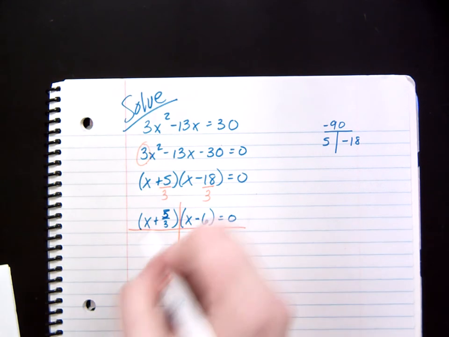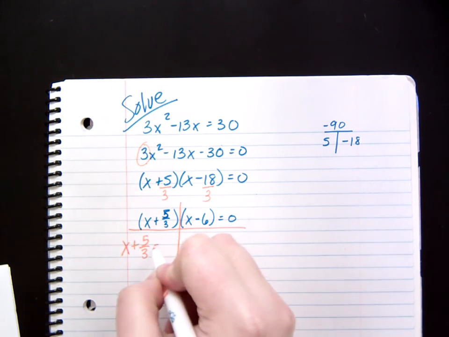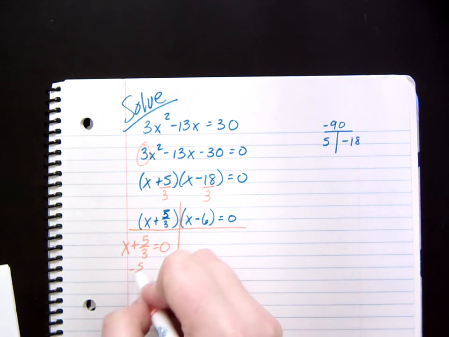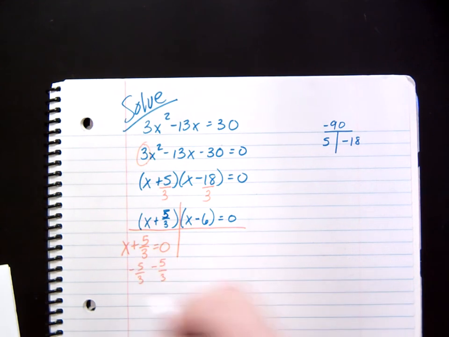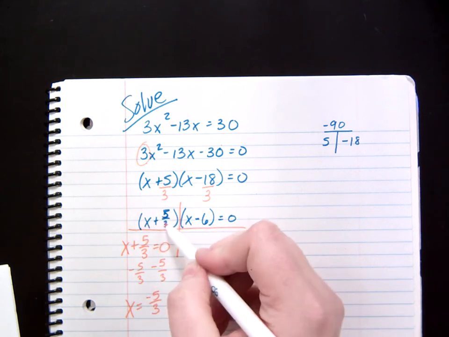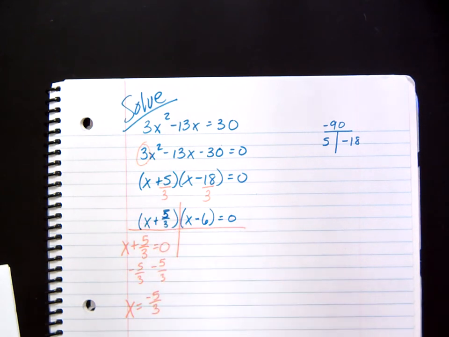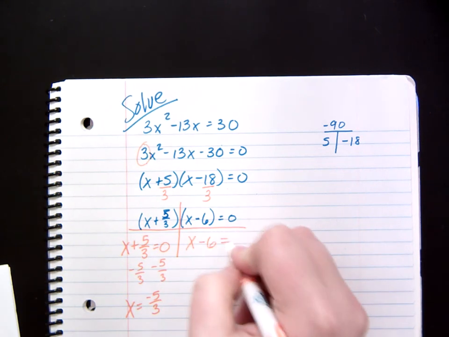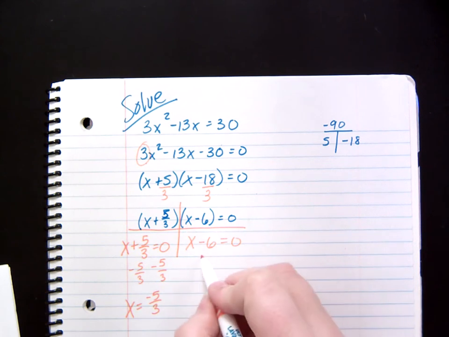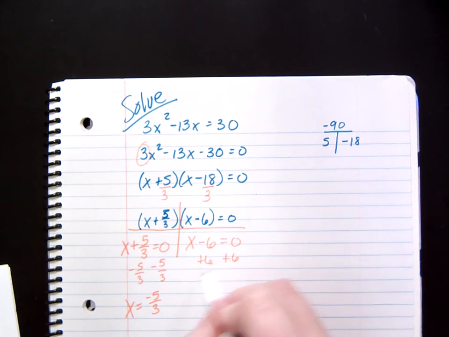Take the x plus 5/3, set it equal to 0, and subtract 5/3 from both sides, which gives me -5/3. Now I could have rewritten this as 3x plus 5, set that equal to 0 and solve, but I get the same answer. So if I'm solving, I'm not going to bother rewriting it because it's just going to make me undo what I just did. So continuing, finishing the problem here, take the other factor, set that equal to 0, add 6 to both sides, and you get your other answer, which is +6.